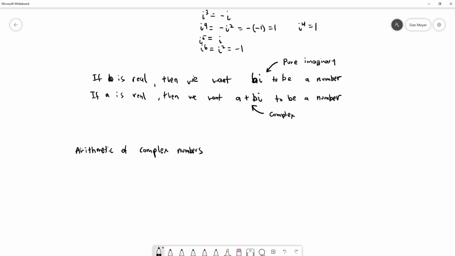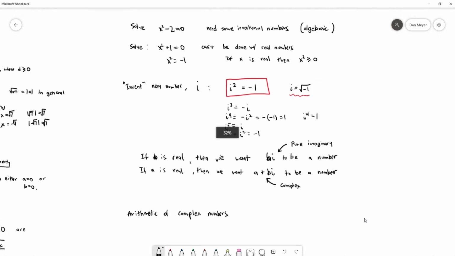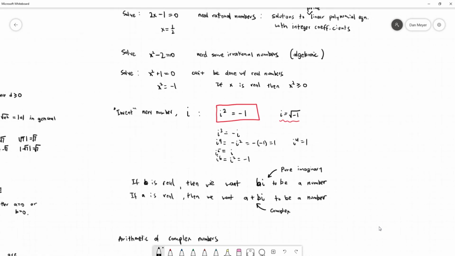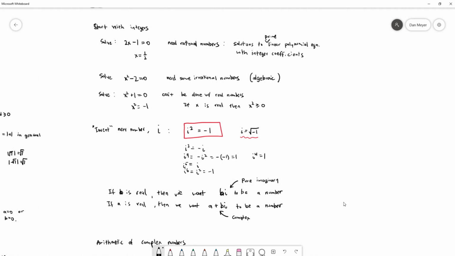So that's the second part of next week, where you're going to learn more about complex numbers, and in particular the arithmetic of complex numbers. And yeah, anyways, that's all I have for tonight.